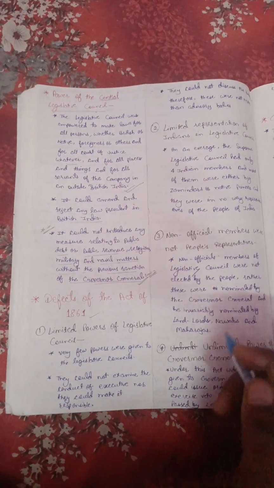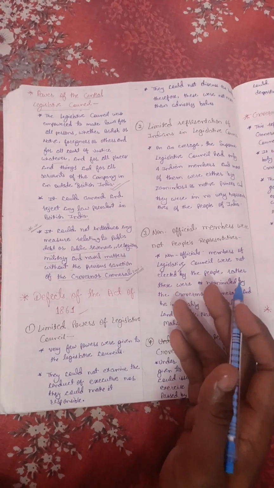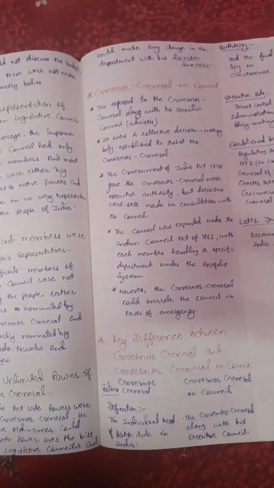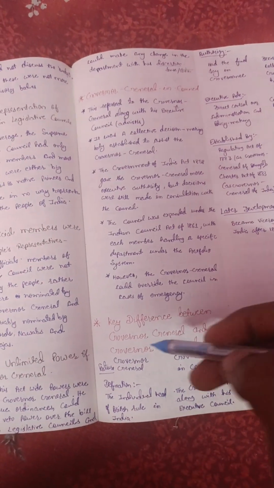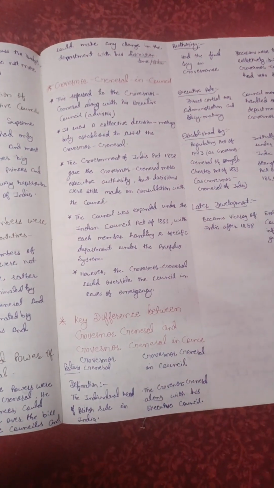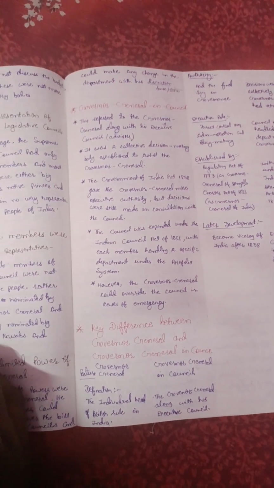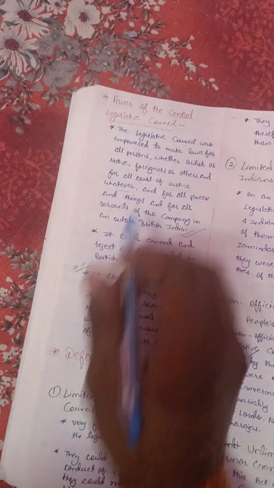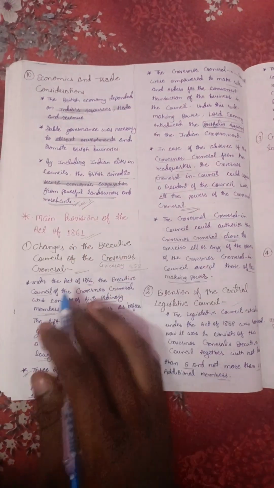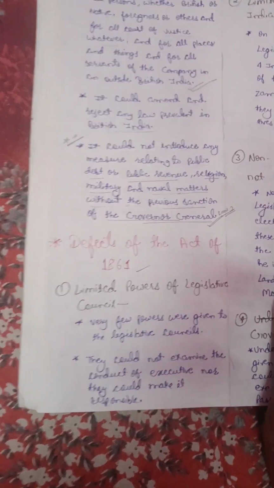Hello everyone. So today we are starting with the defects of the Act of 1861. In this video we will see what the defects were, and also we will see the Governor General in Council, especially the powers and the difference between the Governor General and the Governor General in Council, because I thought it may be confusing. So we will discuss it. In previous lectures we have discussed the power of the central legislative councils and the main provisions of the Act of 1861. So now let's start with the defects of the Act of 1861.